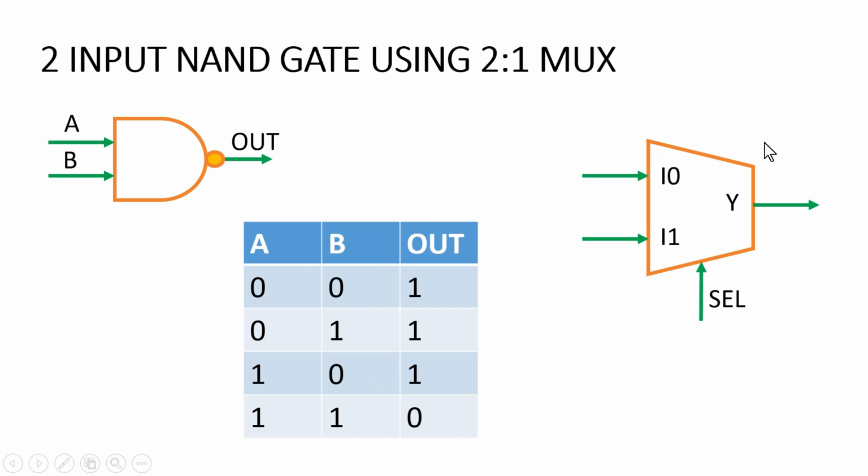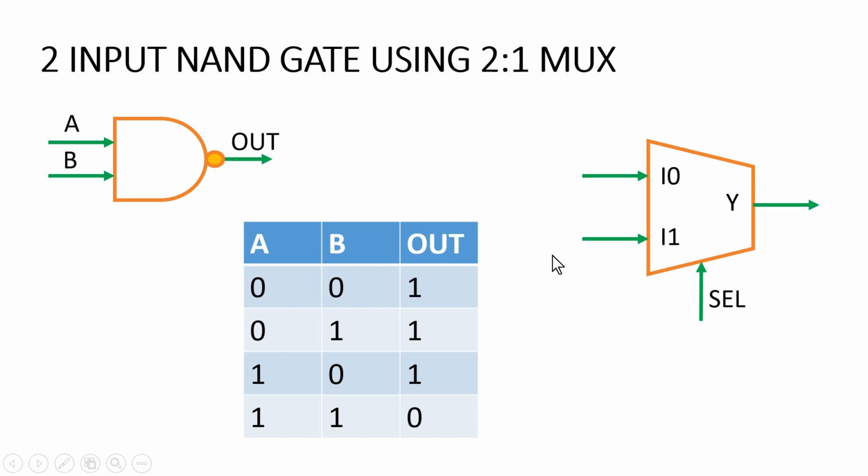And this is a 2:1 multiplexer. It has two inputs I0 and I1. Select is the select line, Y is the output. When select line is 0, I0 will be passed at the output Y. When select is 1, I1 will be passed to Y. Now let us see how we implement this two input NAND gate using this multiplexer.